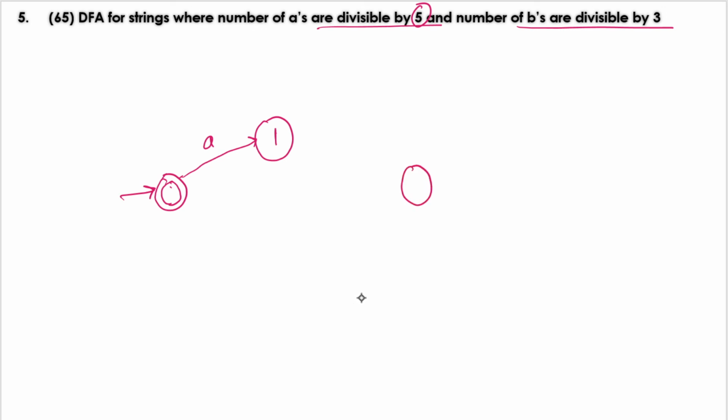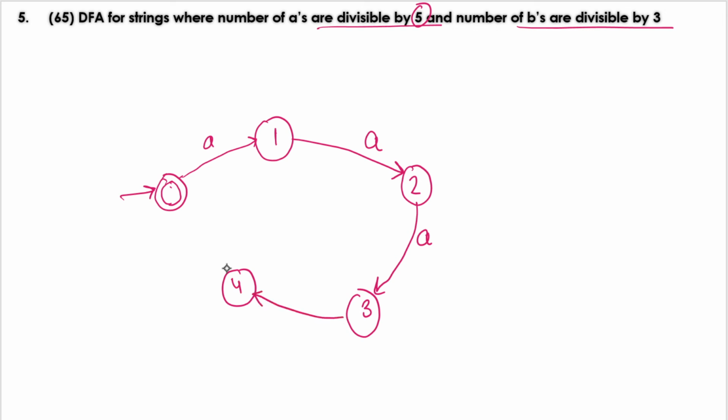2, 3, 4, and 5, right? So we are following the same steps as the last question, but now we have the condition that B is divisible by 3. So now we have to make a loop within 3 states to receive a number of B's that is a multiple of 3. So now making the loop like this.